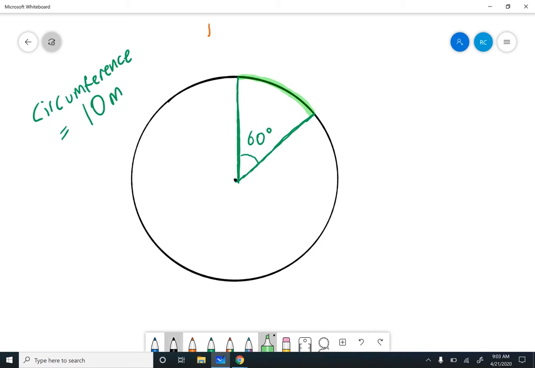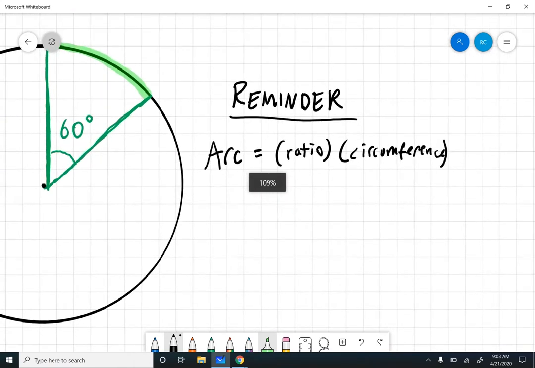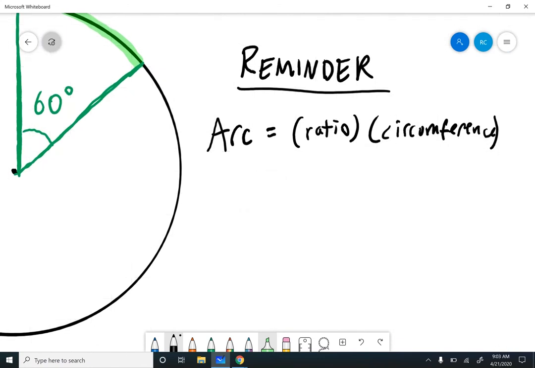Well, once again, the arc length is the ratio times the circumference. The arc length is the ratio of how much of a circle you have times the circumference of the circle. So we already know the circumference. That's 10 meters. So now we just need to know this ratio.